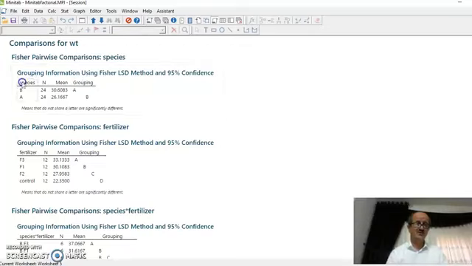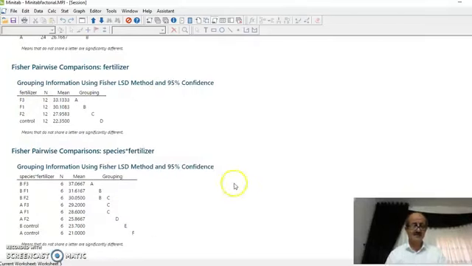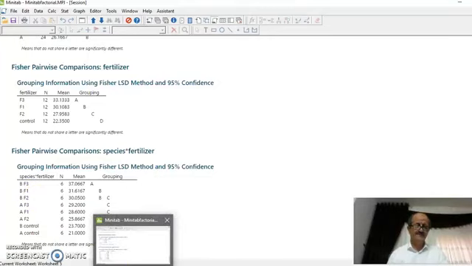Then we have the output here. Mean separation for the species, the main effect. The mean separation for the fertilizers, F3 was the best. And the most important thing is the mean separation for the interaction. So we have species B with fertilizer 3 was the highest in weight, so it got an A letter, and so on. These are the 8 combinations, the 8 treatments, separated by the LSD. Now we'll go back to our data.